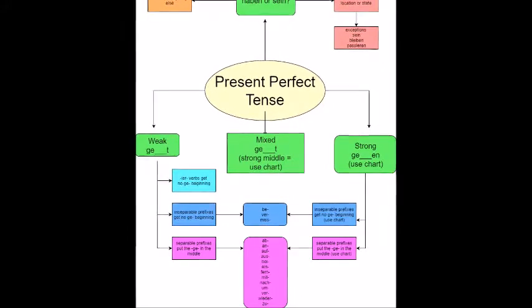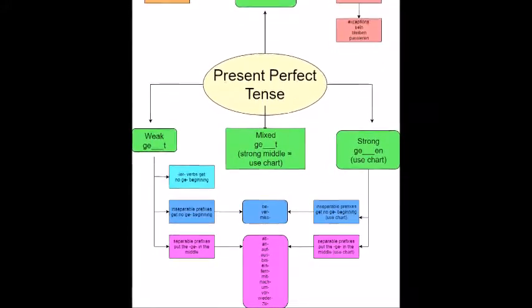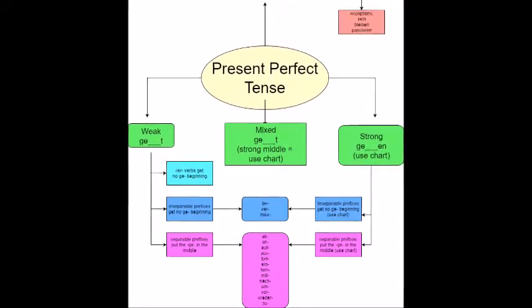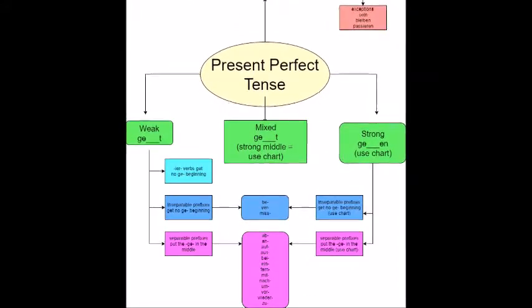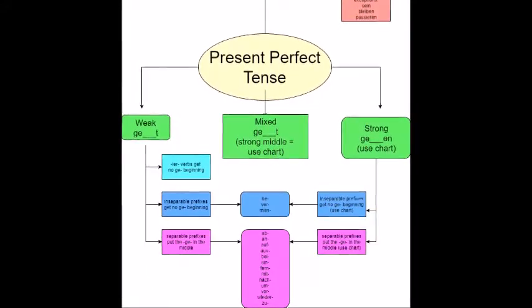It contains all the rules for weak, mixed, and strong verbs, as well as a list of what to do with IEREN verbs and separable and inseparable prefixes. It also reminds you when to use haben and sein, which is more thoroughly explained in the next section.